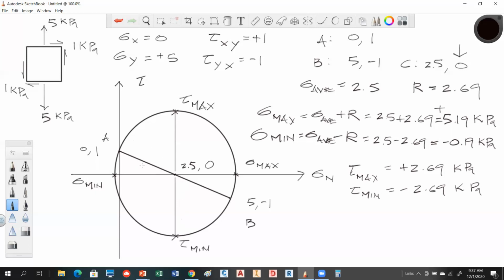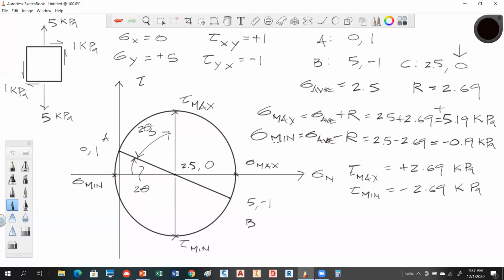So the other thing we need to do is calculate this angle. We're going to call that 2 theta. And then this angle, which relates to that, which is 2 theta s. And 2 theta is the angle that the plane of max and min normal stress occurs on, and then 2 theta s is the plane that the maximum shear stress occurs on.